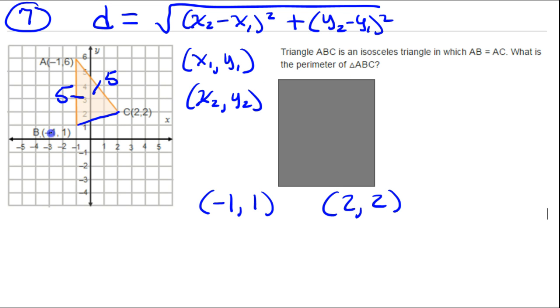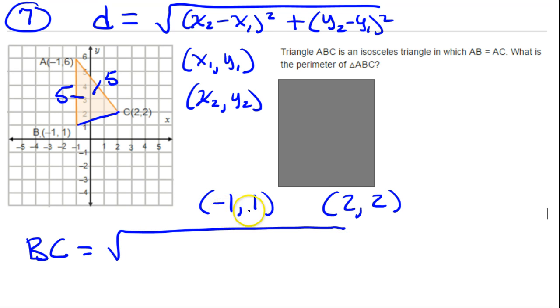So if I want to find the distance from B to C, in other words, the length, and we can just call it BC, all right? When you write BC like that, it automatically means the distance between. Then that's what we will do. We will do the distance formula.